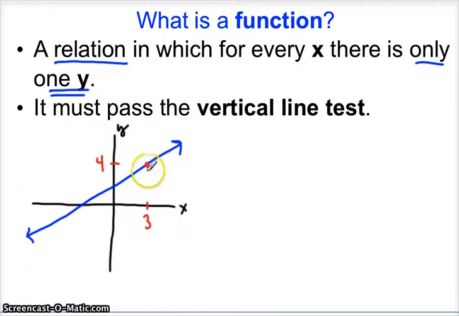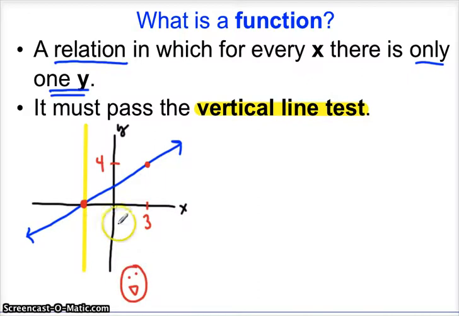I don't have to choose between two y values. There aren't 2 points that coordinate with the x value of 3. This is kind of how we say it must pass the vertical line test, which means if I take a vertical line, any vertical line, anywhere on my graph, it has to only cross my graph one time. If it only crosses your graph once, then we say it is a function.